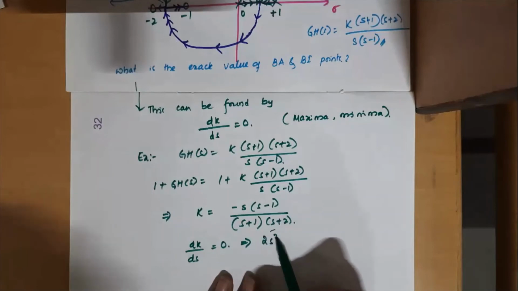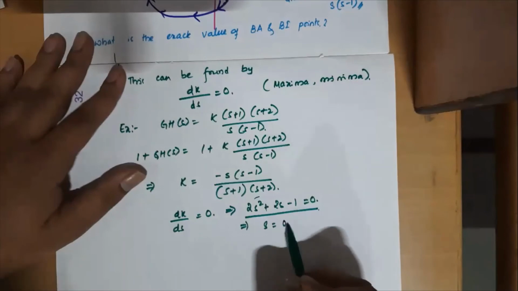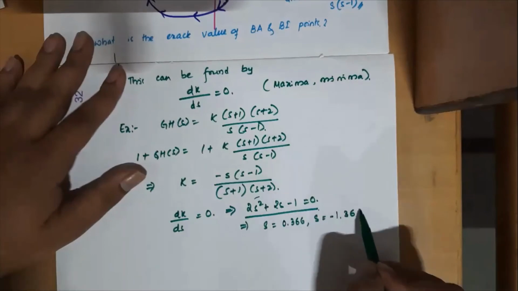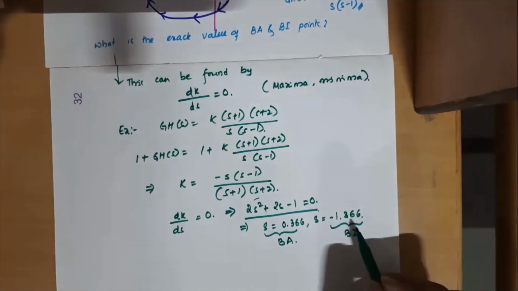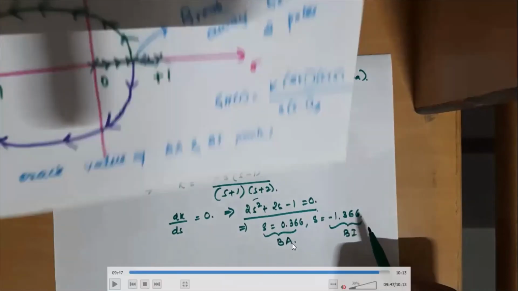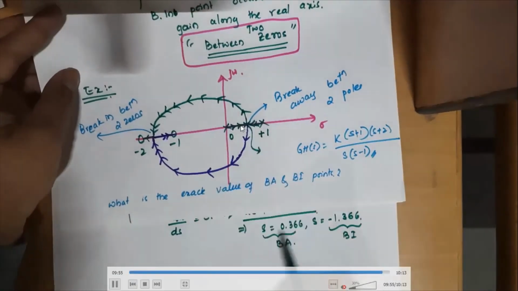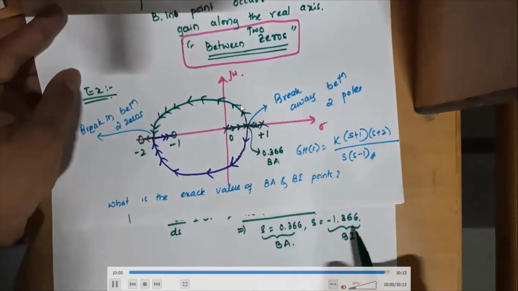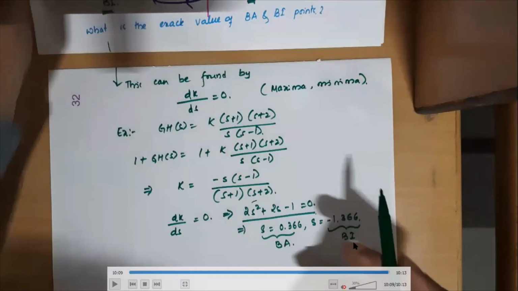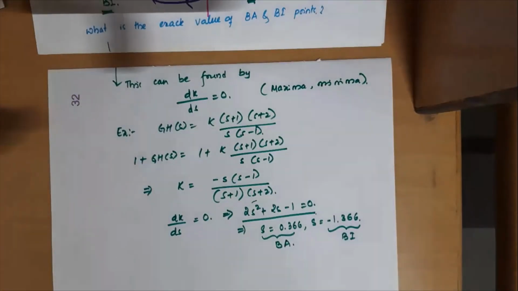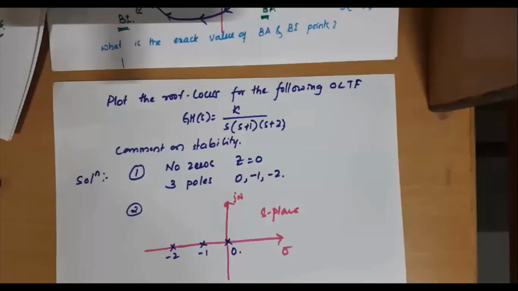So this I differentiated in a separate sheet and wrote the final answer. We get 2s square plus 2s minus 1 equal to 0. So solving this, we get 2 points. S equal to 0.366 and S equal to minus 1.366. So I'm straight away writing this as breakaway, this as break in, because just observe carefully. 0.366 lies between two poles, therefore it is breakaway. And minus 1.366 lies between two zeros, therefore it is break in. Fine. So we have found breakaway and break in.